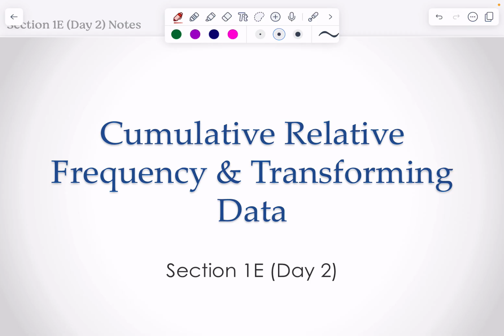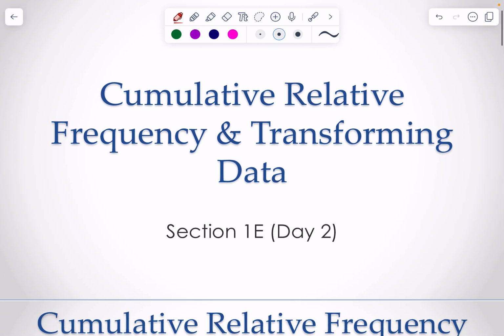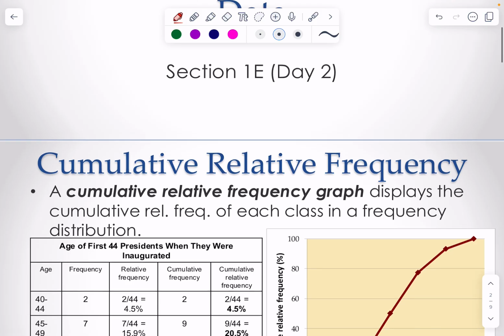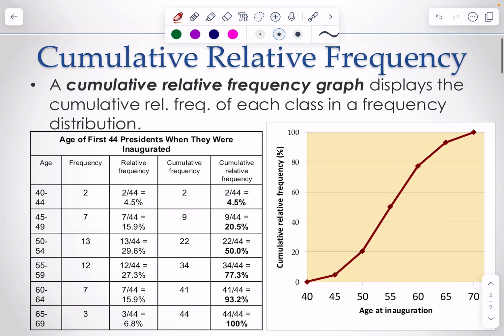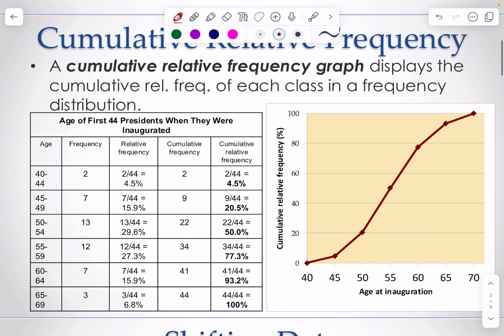we're transforming our data, which is shifting and rescaling, which we'll discuss as we go through today's notes here. And so the first thing we're going to start off with is cumulative relative frequency. There's quite a bit to unpack here on this first slide.